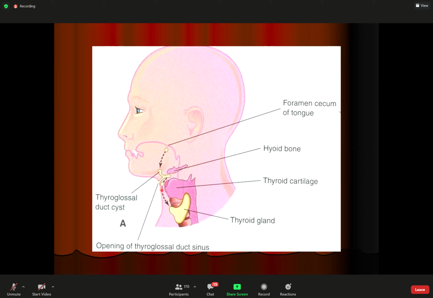So ectopic thyroid gland could be present in the tongue, below the tongue, in front of the hyoid bone, in the middle of the neck, along the thyroglossal duct. So this is the thyroglossal duct. Sometimes the thyroglossal duct may have some cyst. That's what it's showing you, that the cyst could be over here, over here, over here.